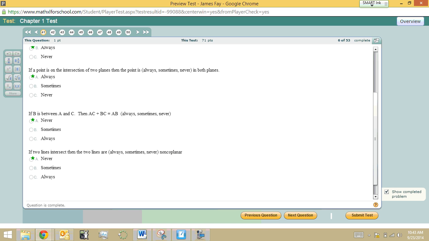That is never. Think about drawing a picture here. A and C, and then B is in between. So what this is saying is that AC, that amount, plus BC, that amount, should equal that amount. Well, obvious by what we just traced out, BC plus AC is going to be much bigger than just AB. So that's never true.